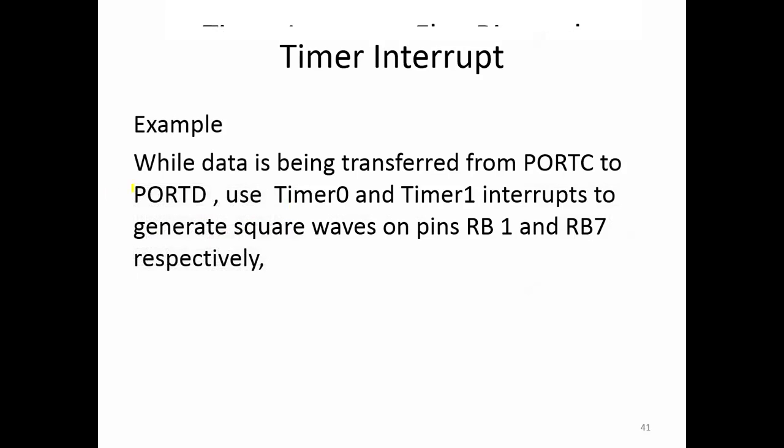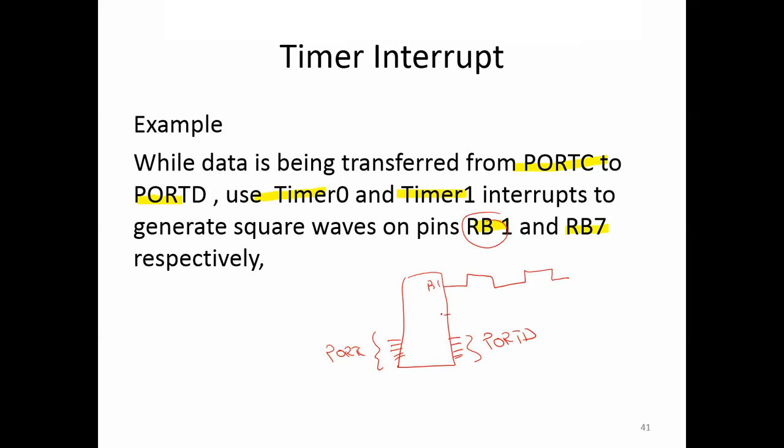Let's see an example. While the data is being transferred from port C to port D, we have to use Timer 0 and Timer 1 interrupts to generate square waves on pins RB1 and RB7. Here we have our PIC. We are reading from port C and we are sending to port D. At the same time, we are generating a square signal on B1 and another signal on B7.